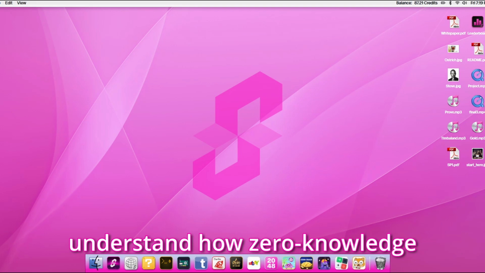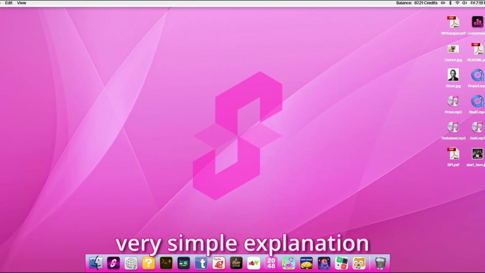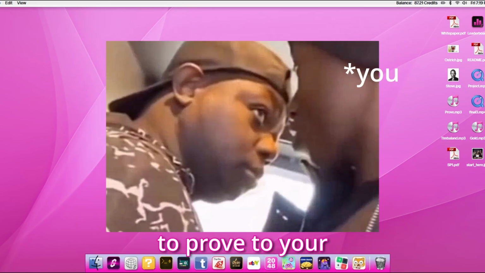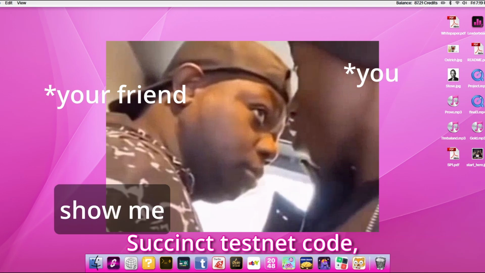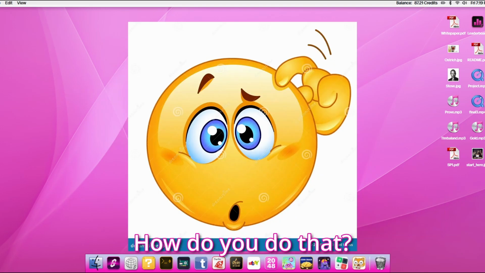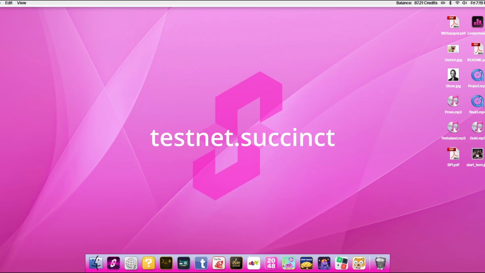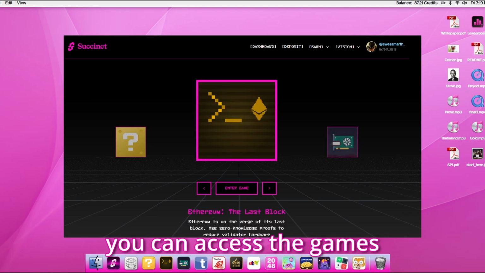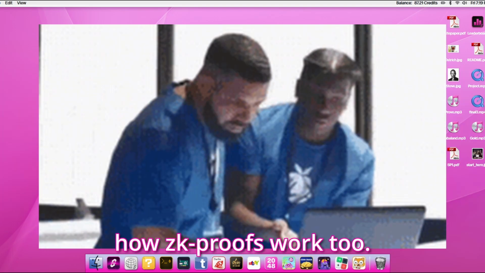You first need to understand how zero-knowledge proofs work. So I'll give you a very simple explanation with an example. Imagine that you want to prove to your friend that you have a succinct testnet code without actually showing the code to them. How do you do that? Simple. Just visit testnet.succinct.xyz and show them that you can access the games there and earn stars. This is kind of how zk proofs work too.